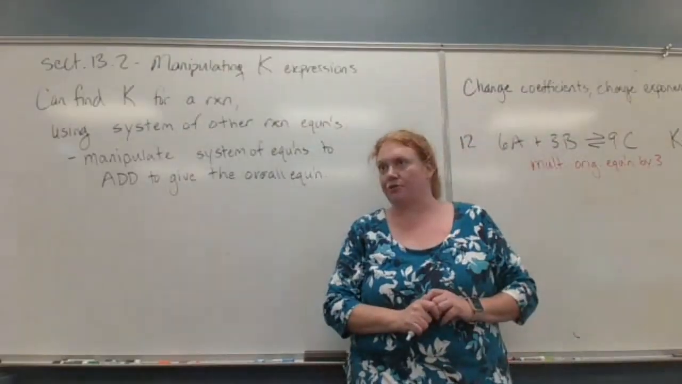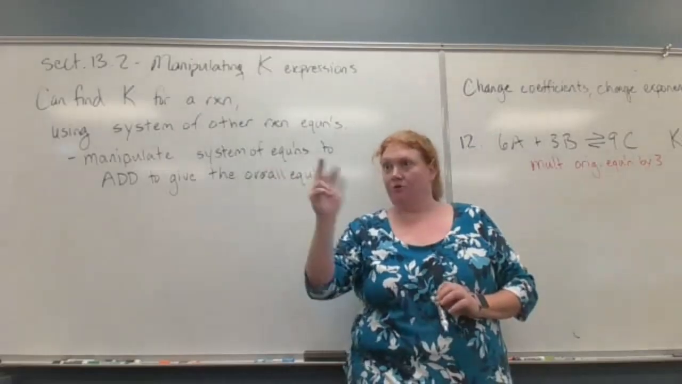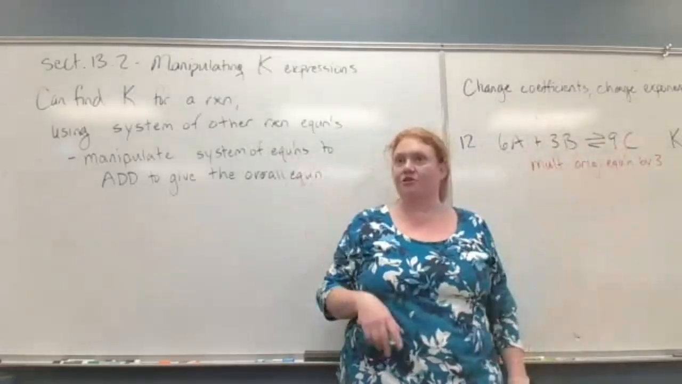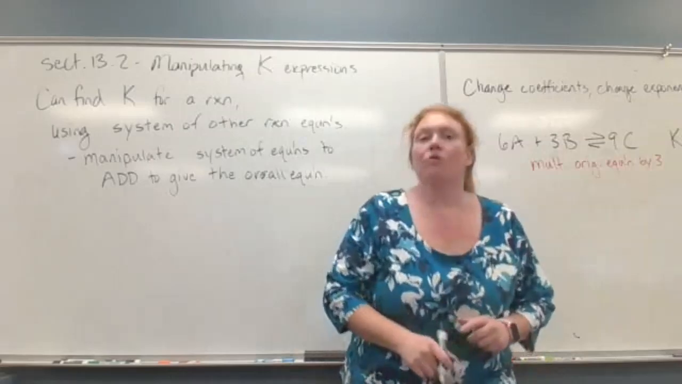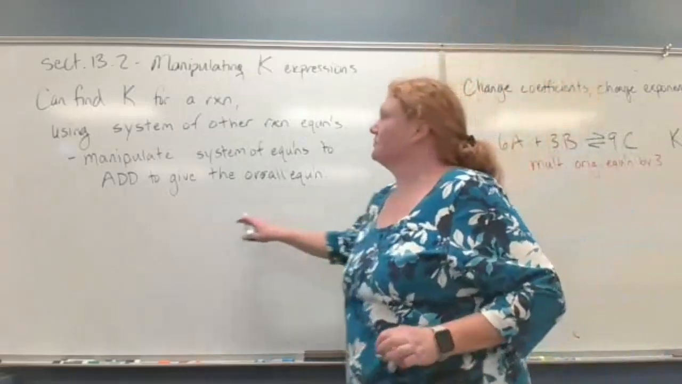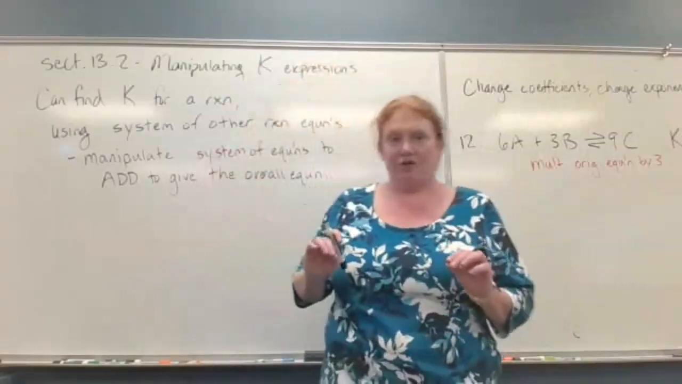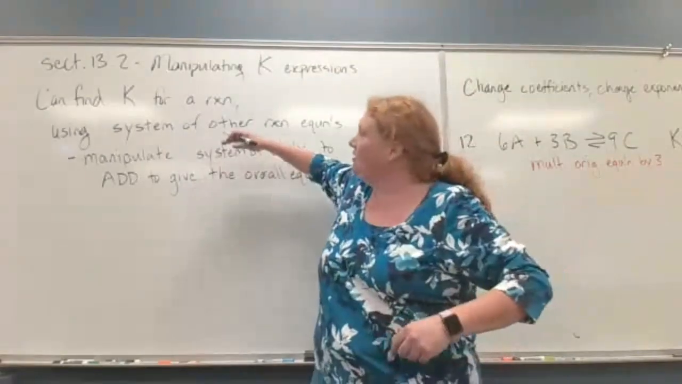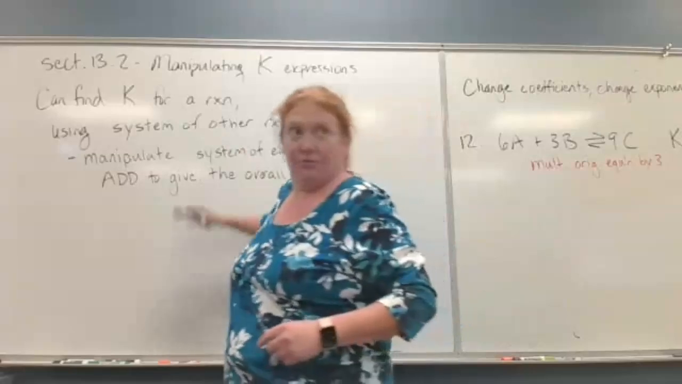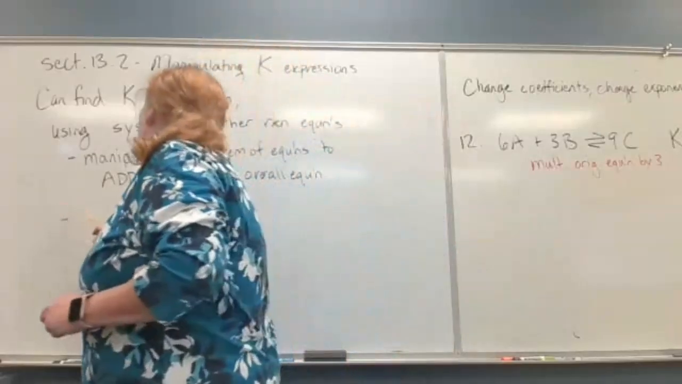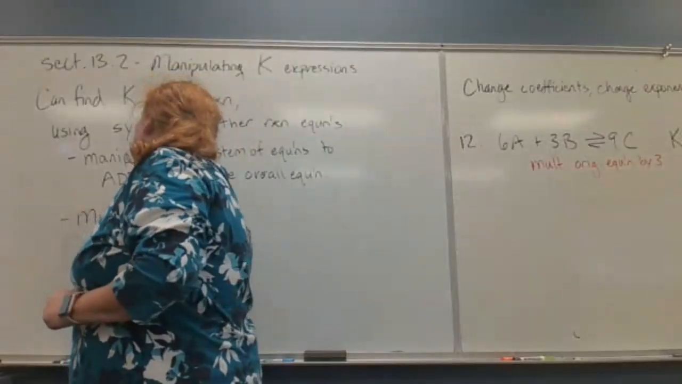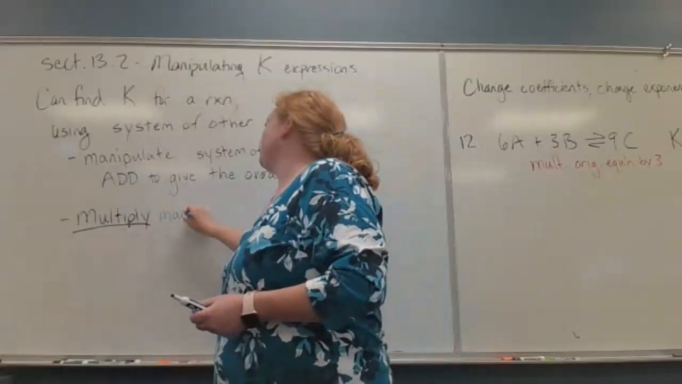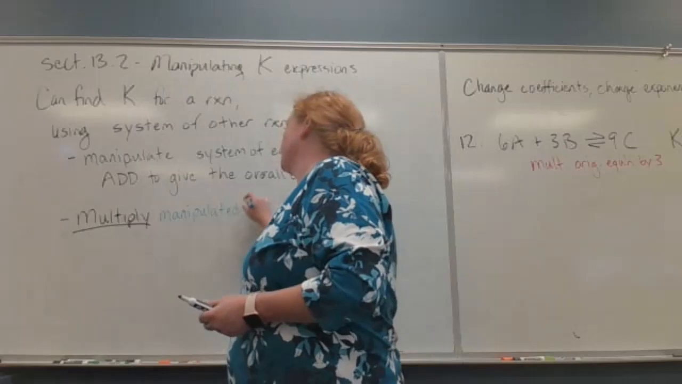What are two manipulations you can do? You can write it reverse or forward, and you can change coefficients. That's your two manipulations. What do you do with your K values now? Change your K values once you've manipulated. If you change something in the equation, change the K value. When we're adding our equations together, what we do is multiply our manipulated K values.